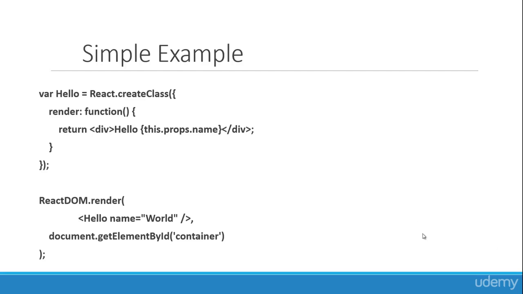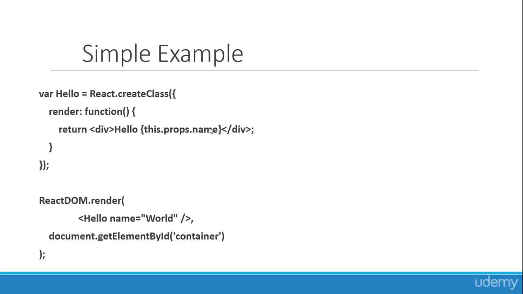Up here we have a variable called hello, and we're setting that equal to a new React class. For that we're going to use react.createClass. Then we're going to pass in an object with a render function. In the render function, we're going to return our HTML. And this is where JSX comes into play. You can see we have a div tag, and inside it we have just a word hello, a string, and then we have this. These are properties, and I created a property named name.